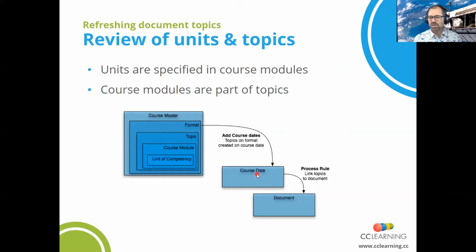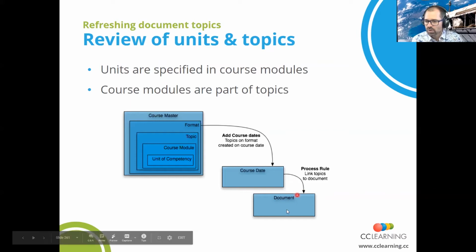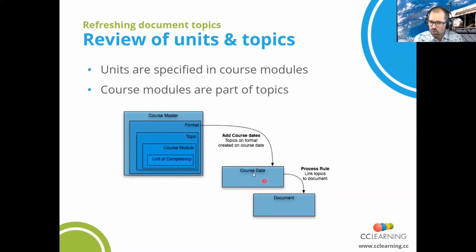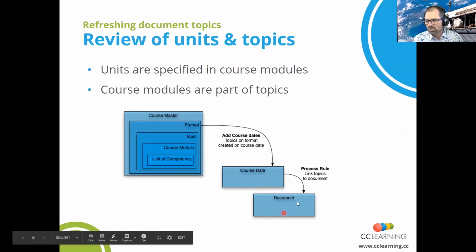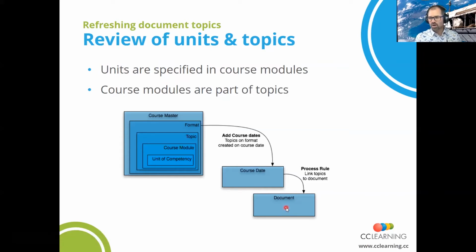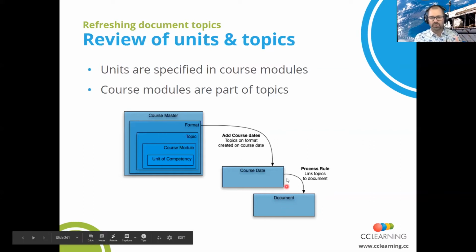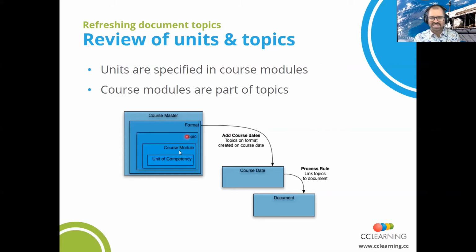Now when we create a document, at some step, and you can look at your steps to see when this happens, a process rule then copies the topics to the document. And again, the document topics are independent of the course date topics. So modifying the course date topics will not have an effect on the document topics. That's quite a bit of information to absorb, but let's see if we can keep that idea. I've got this diagram further on in the next presentation as well, because it's a useful one to show what's happening and how this interconnectedness works.